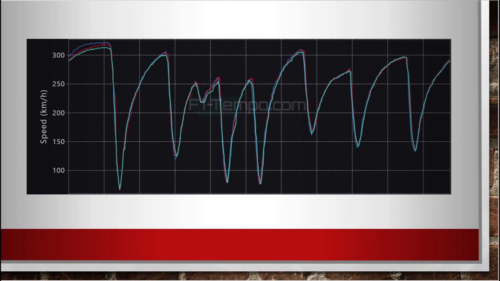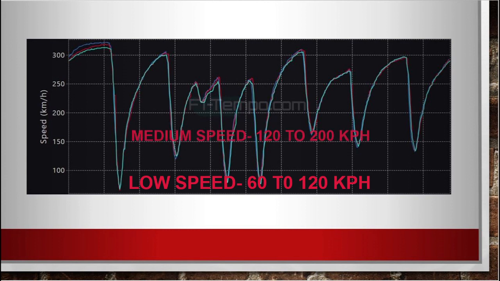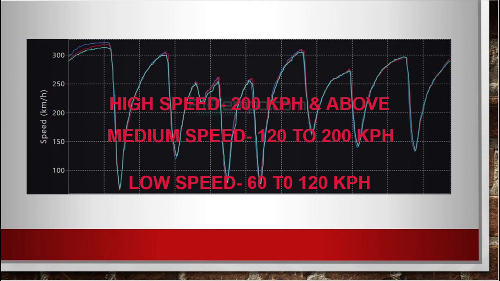Let's remind ourselves of the following speed ranges that define a corner. Low-speed corners range between 60 to 120 kph. Medium speed corners range from 120 to 200 kph. High speed corners range from 200 kph and above.